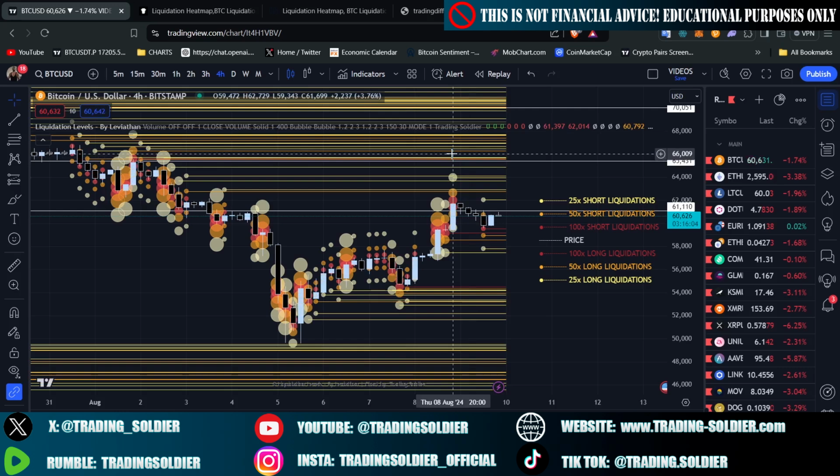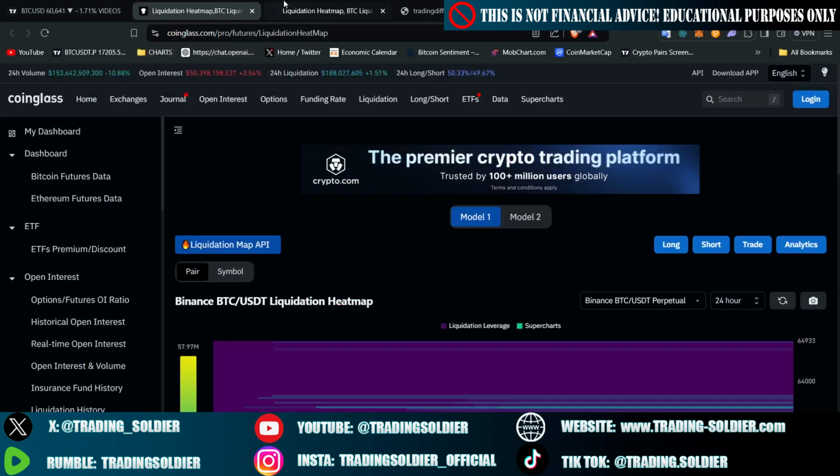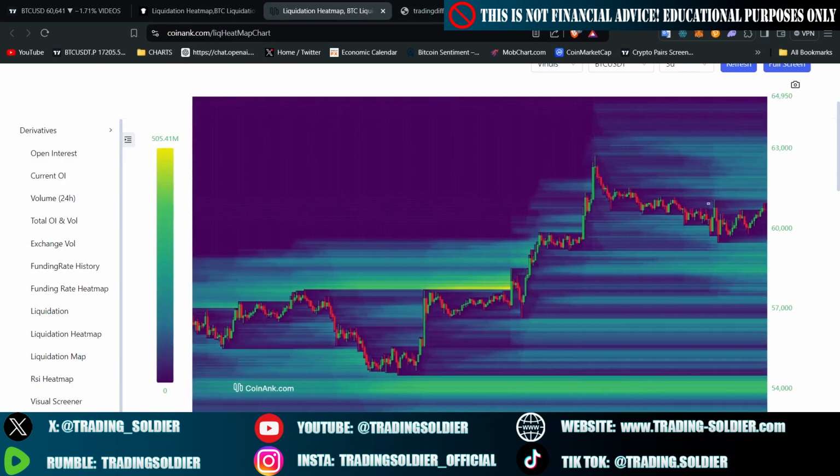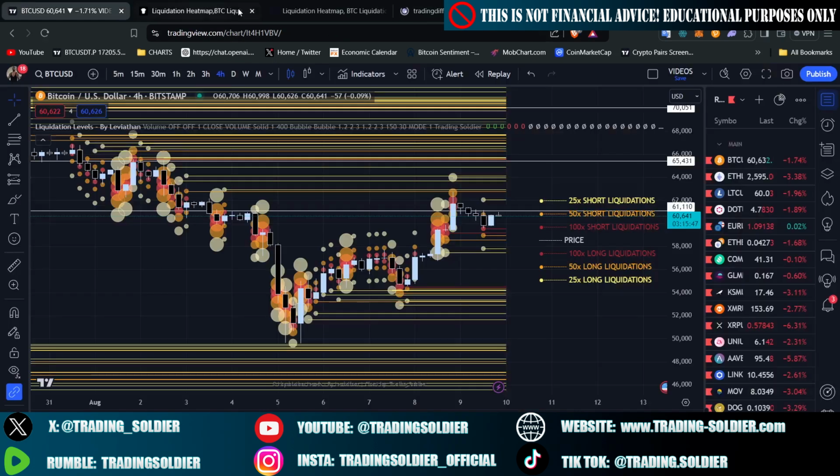I will tell you the success rate that I've seen over the years that I've been trading with these liquidation heatmaps. And also I will explain all the platforms that you can use to see the liquidation heatmaps and to apply them to your trading strategy.